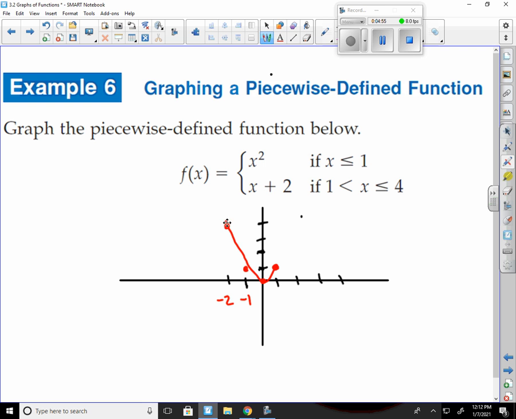Obviously not perfectly. This one is going to have an arrow because it goes on forever to the left, whereas here it stops at 1. Because there's an equal sign under the inequality, I know that this is going to be a solid dot. Okay, the second part of the function picks up at 1 and goes to 4, but it does not include the point 1. In order to do this, though, I still plug 1 in. 1 plus 2 gives me 3. So when x is 1, that would give me 3. Because 1 is not included, you make an open dot.